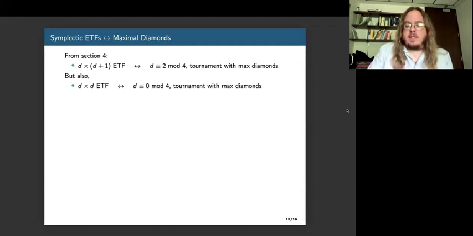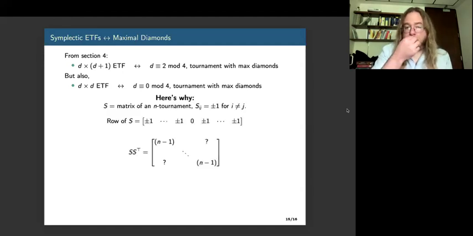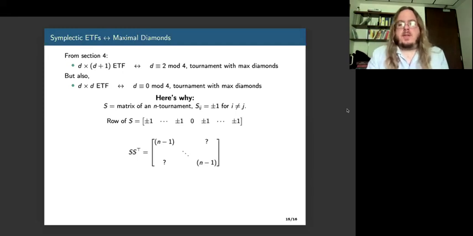So how does this work? Why is this the case? Well, here's why. I'm going to let S be the matrix of an n-tournament. So its off-diagonal entries are all plus or minus 1. And I know a row of S looks just like ones and negative ones and a single 0. So when I do this S S transpose, I'll have n minus 1 down the diagonal, and I'm not sure what's off the diagonal. Okay. Well, it turns out there's another way to count diamonds.